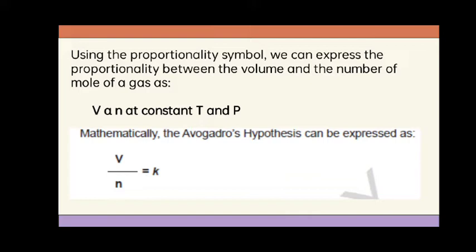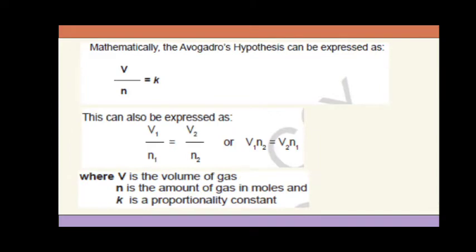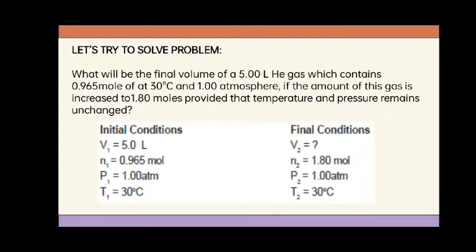So mathematically, the Avogadro's hypothesis can be expressed as V over N is constant. This can also be expressed as the quotient of V1 and N1 is equal to the quotient of V2 and N2, or we can cross multiply: V1 times N2 is equal to the product of V2 and N1. Where V is the volume of gas, N is the amount of gas in moles, and K is a proportionality constant.